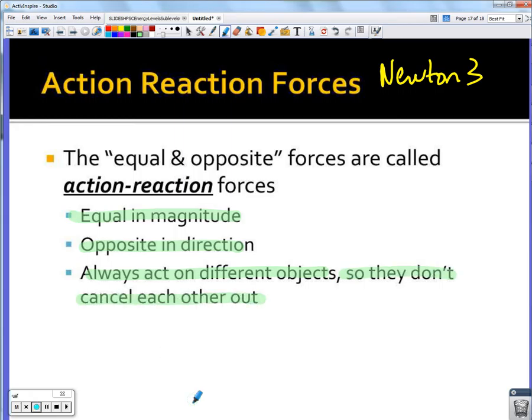So Newton's first law, inertia. Newton's second law, acceleration. Newton's third law, action-reaction. Newton's first law deals with things staying the same. Newton's second law deals with things changing. Newton's third law deals with how objects interact with one another.